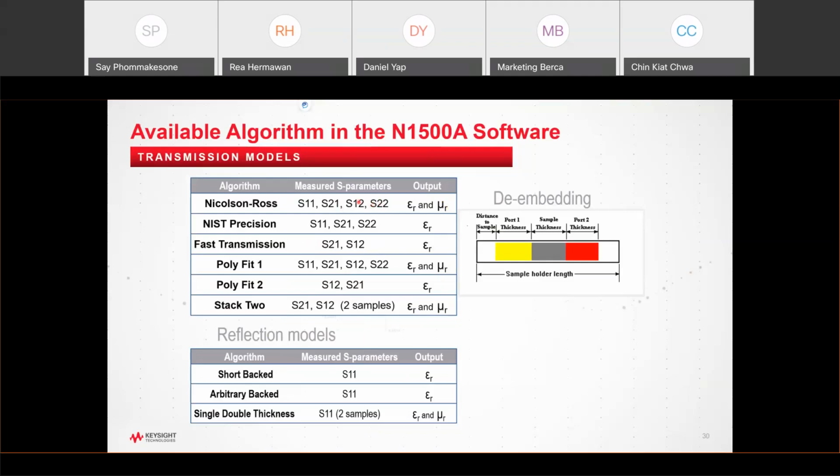Okay? And this is an example of how your sample can sit inside a fixture or the waveguide. Let's say this is the sample. If your sample is too thin, then you could have a material that supports it on the left and right side. You must know this sample thickness and its permittivity value, so we can subtract out any of these 2 additional materials and give you the actual result of your sample.